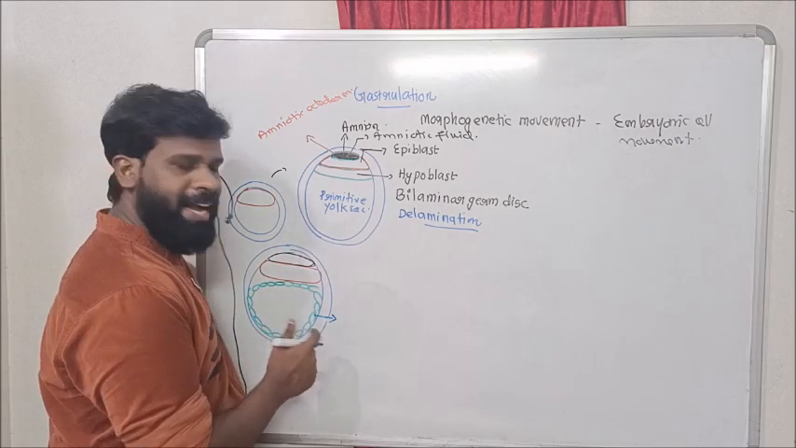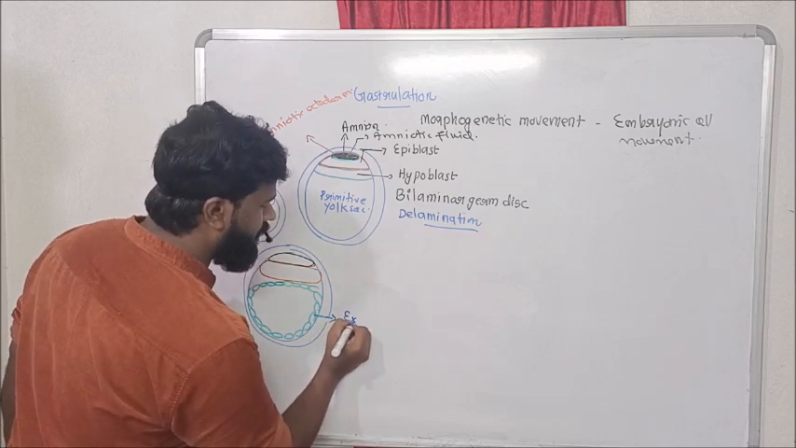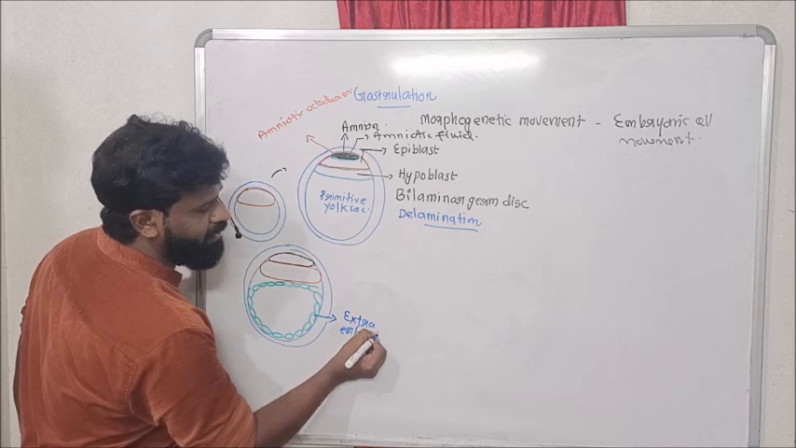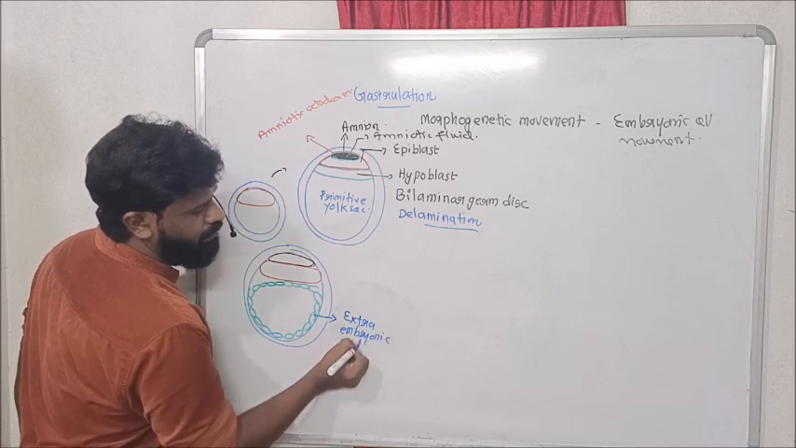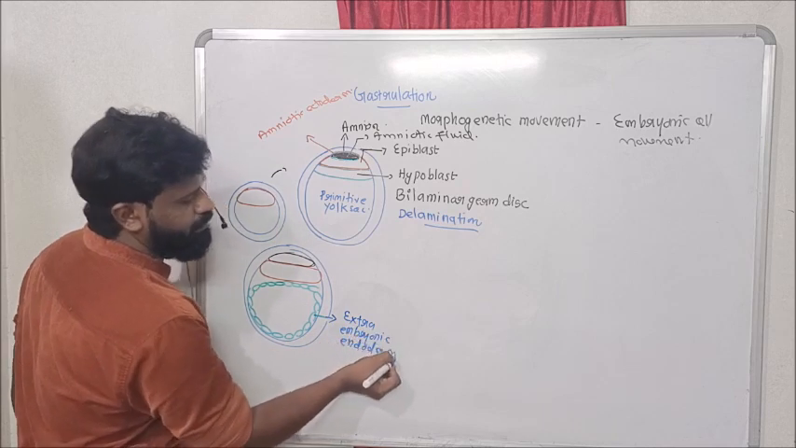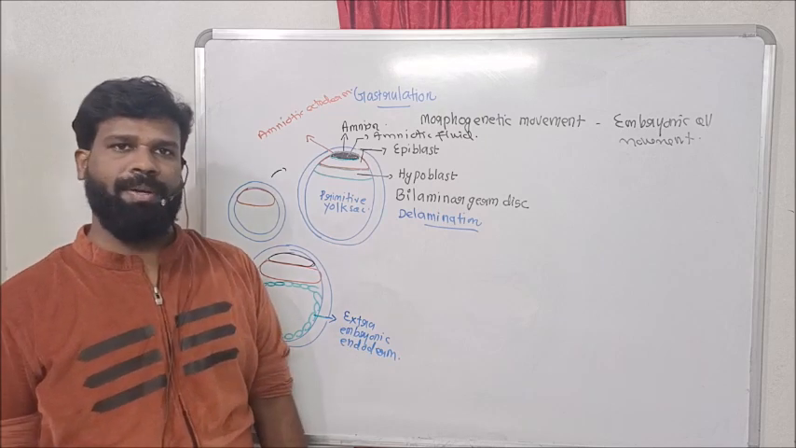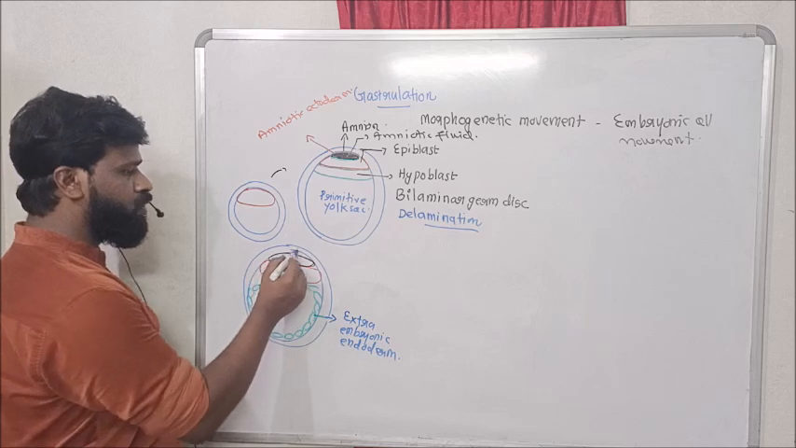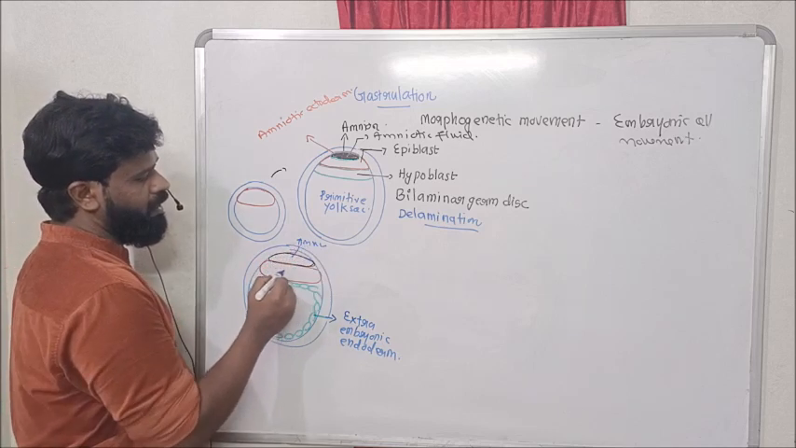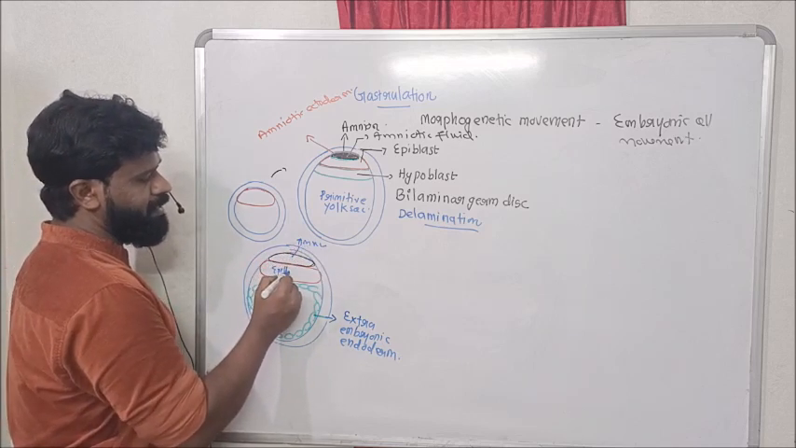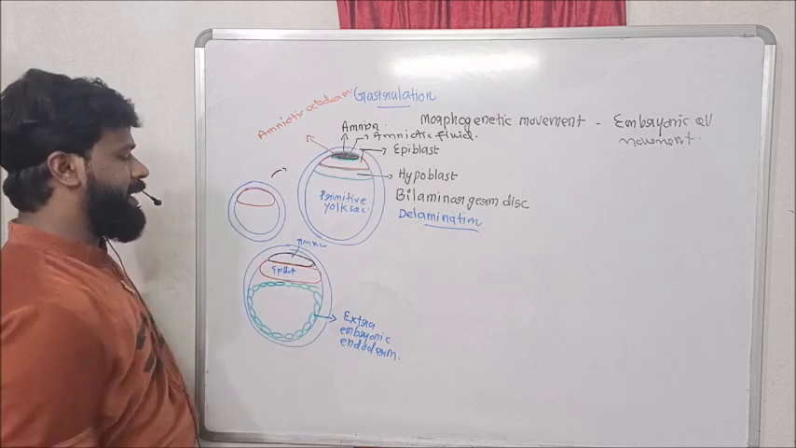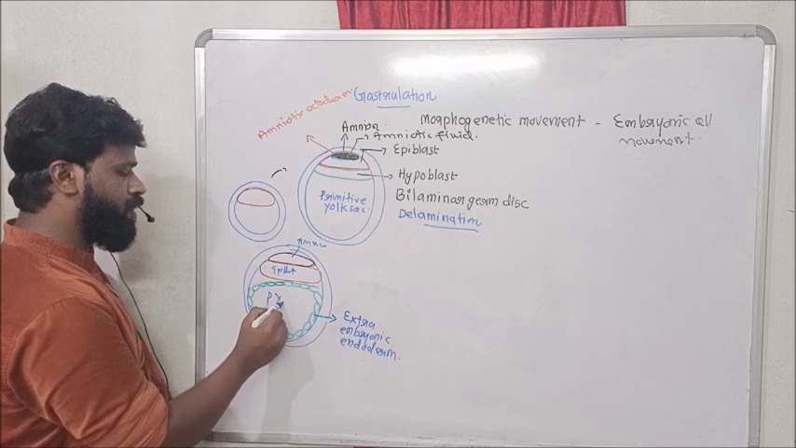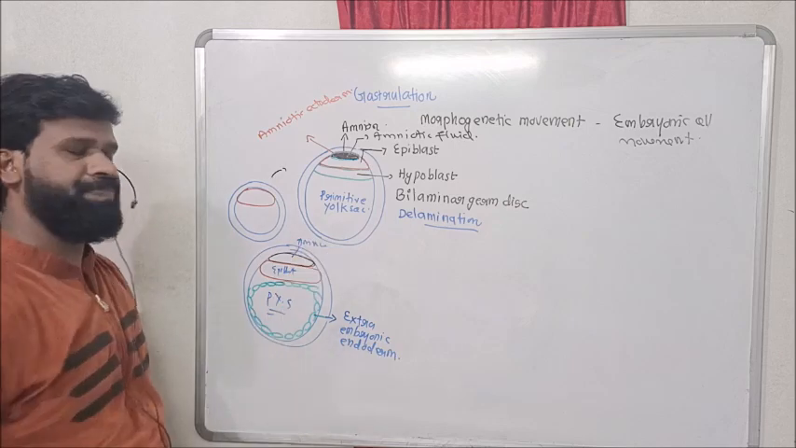Now this hypoblast is called extra embryonic endoderm. This hypoblast becomes extra embryonic endoderm. So this is the amnion and epiblast, this is the extra embryonic endoderm, and this cavity is the primitive yolk sac.